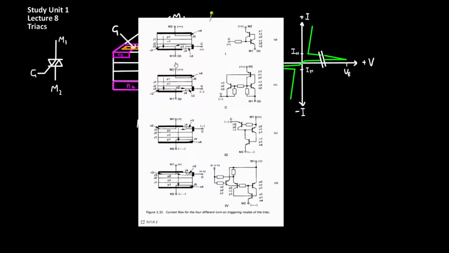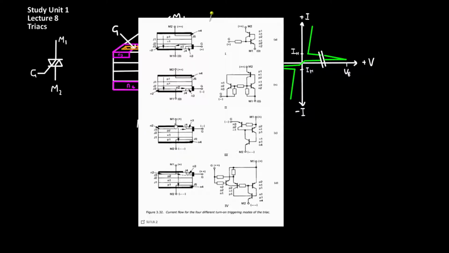In mode 2, M2 is still positive relative to M1, but a negative voltage is now applied at the gate, causing current to be sourced by the gate to the external bias. This causes junction N4 to be forward biased, and electrons are injected from N3 into P2. This causes current to flow from M2 into M1 across the junction J3.